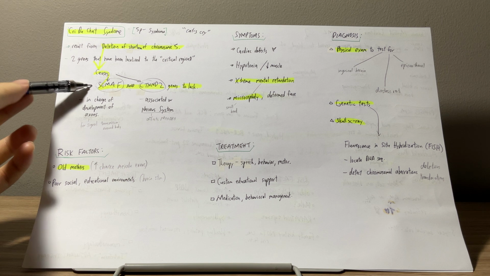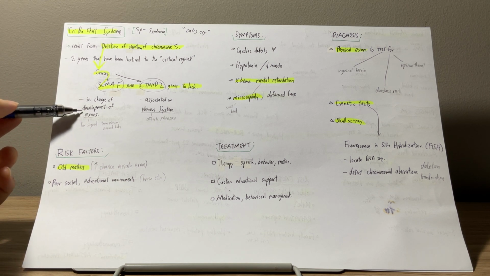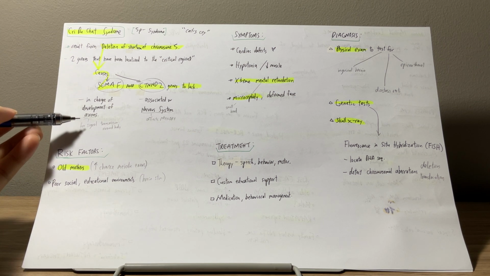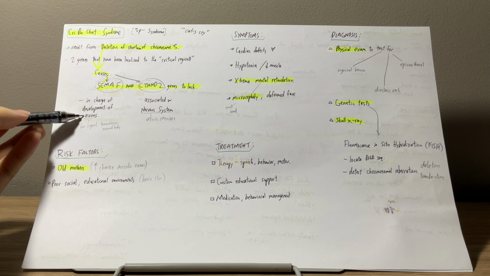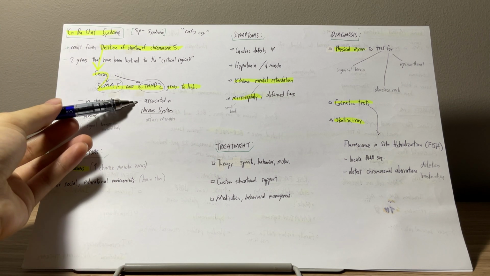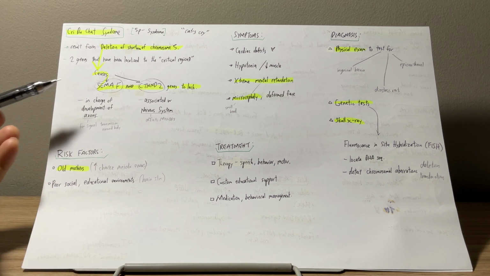The SEMA5A is in charge of the development of axons. This is intended to allow for signal transmission around the body. So in neurology, this is a big word. CTNND2 is associated with the nervous system in the part where memory is affected.